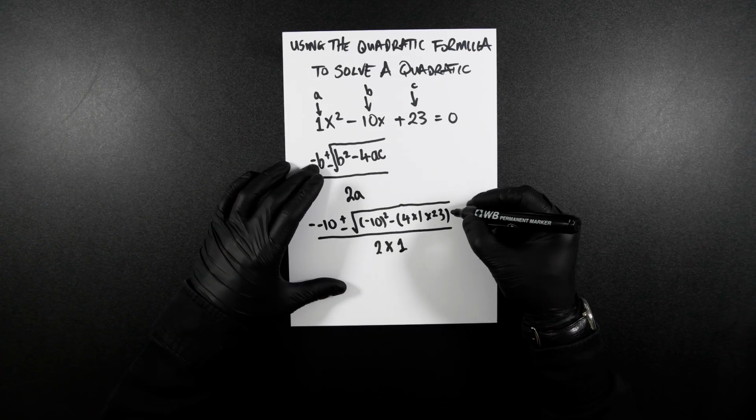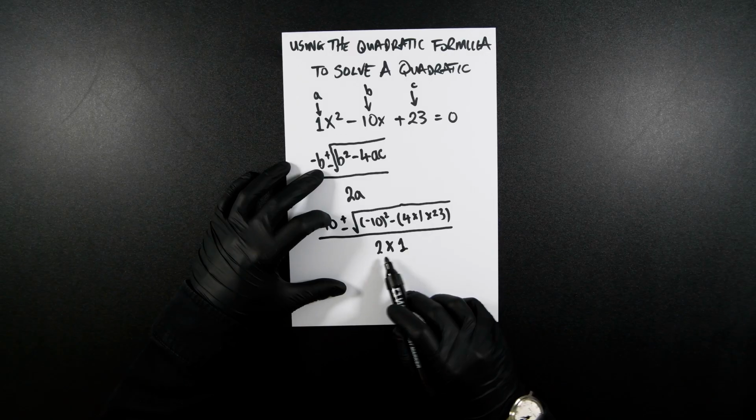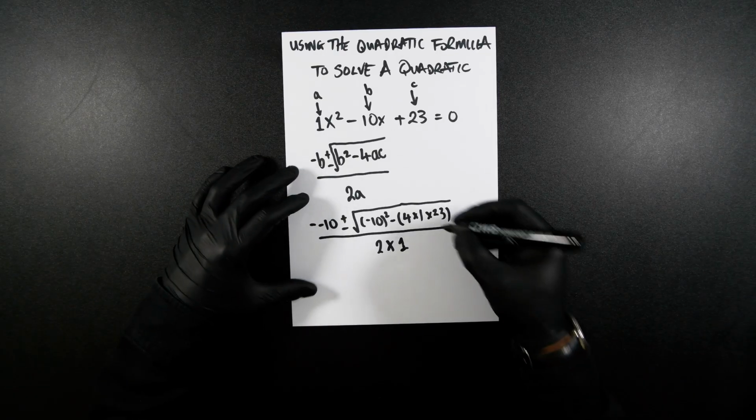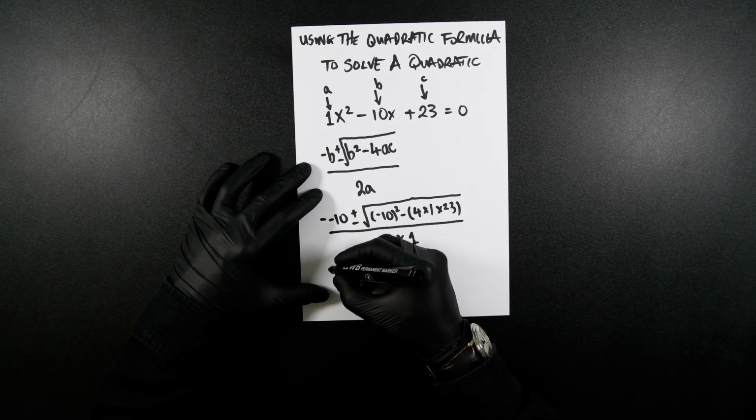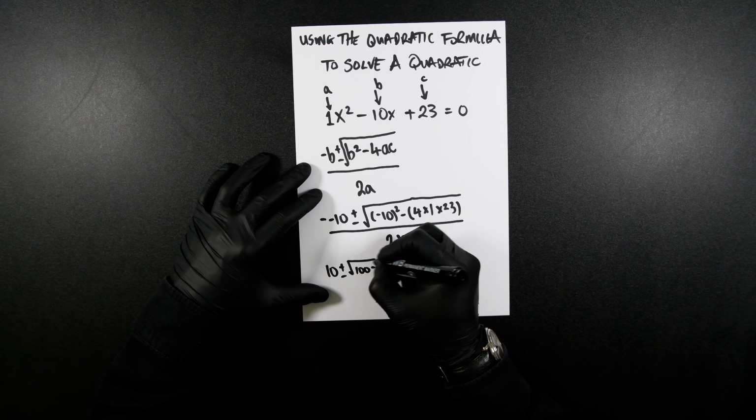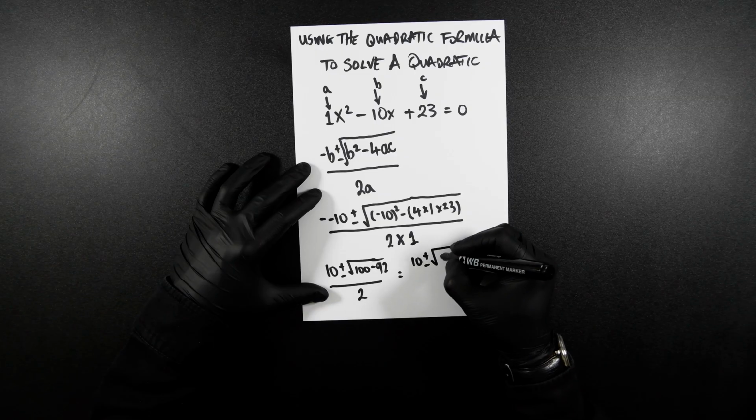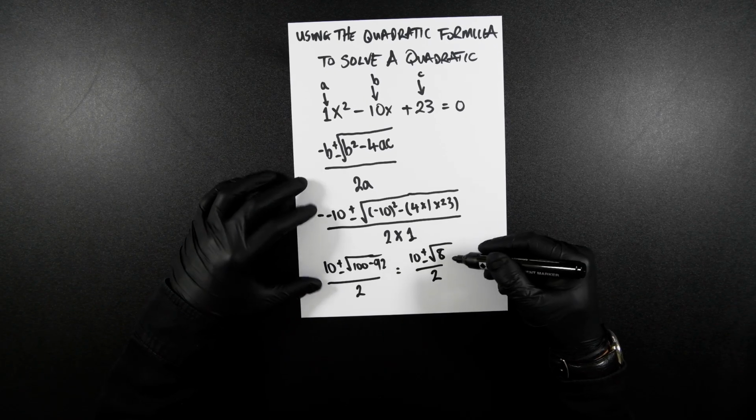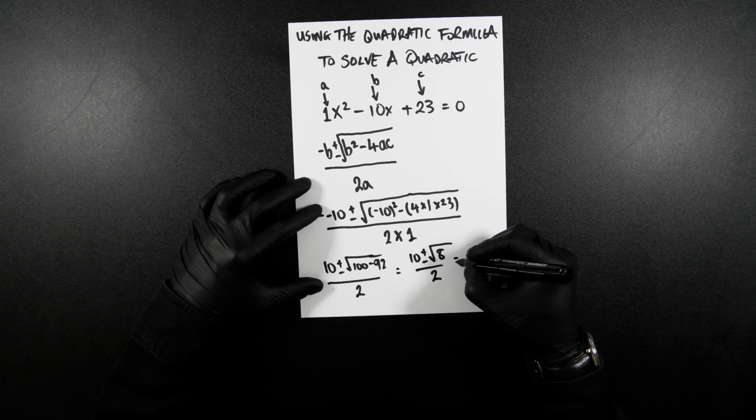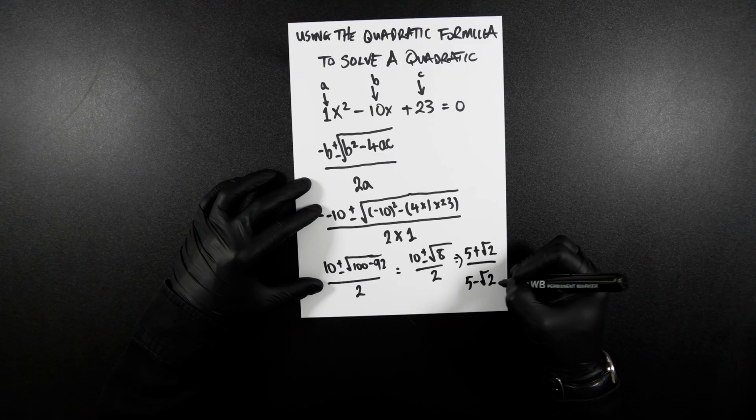So now we can start cleaning this up. This would be 10 plus everything here divided by 2, and then you do it again, 10 minus everything here divided by 2. If we do this quickly in my head, that's going to be 10 plus or minus the square root of 100 minus 92, all divided by 2. So that's 10 plus or minus the square root of 8, over 2. Simplifying, you would do 10 plus root 8 over 2 and 10 minus root 8 over 2. You would get 5 plus root 2 and 5 minus root 2.